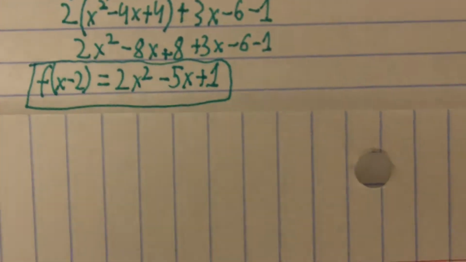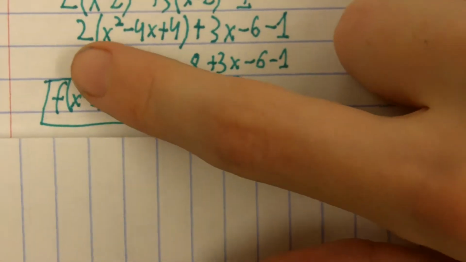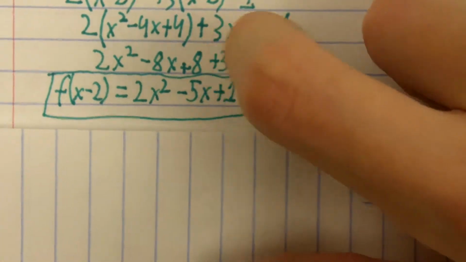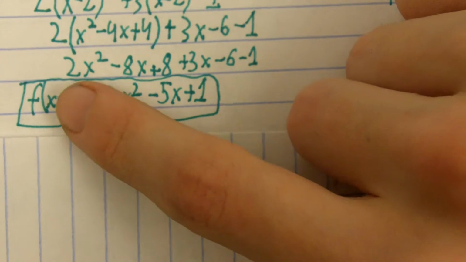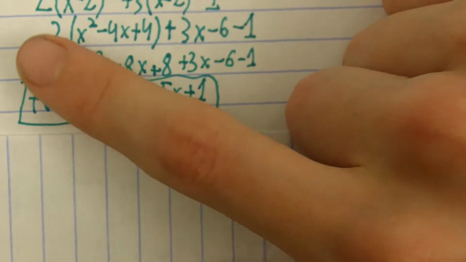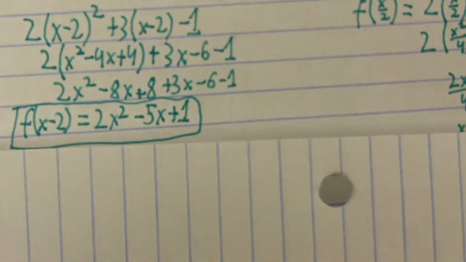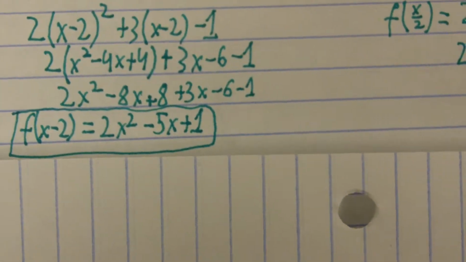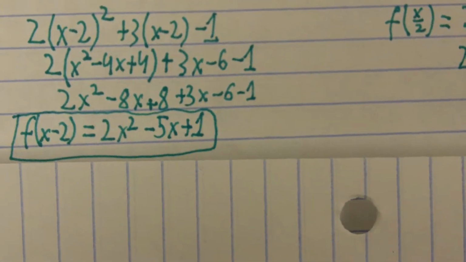So now, if you take a look here, there's still a 2 which needs to be multiplied through. Everything else has been simplified. So we will do that. 2x squared minus 8x plus 8. And then we just leave the rest the same. So plus 3x minus 6 minus 1.